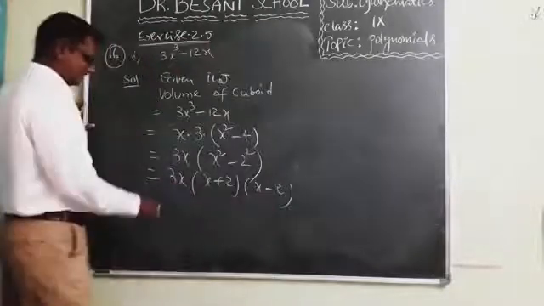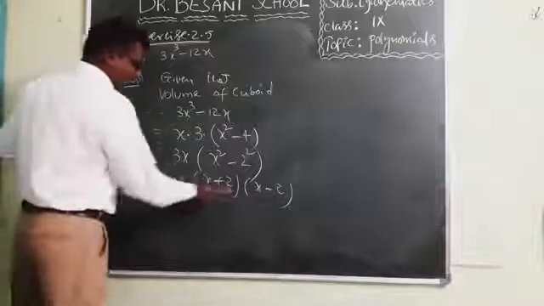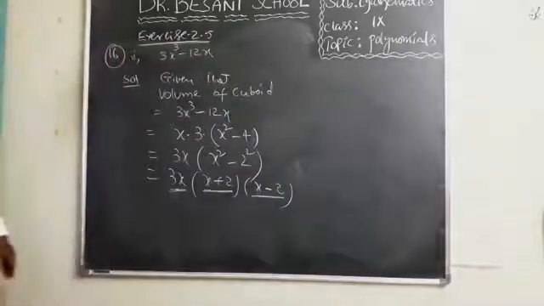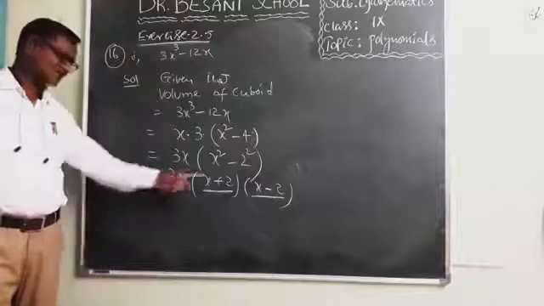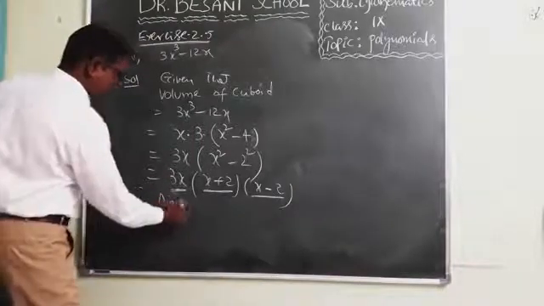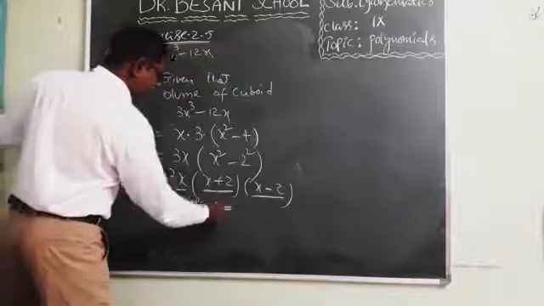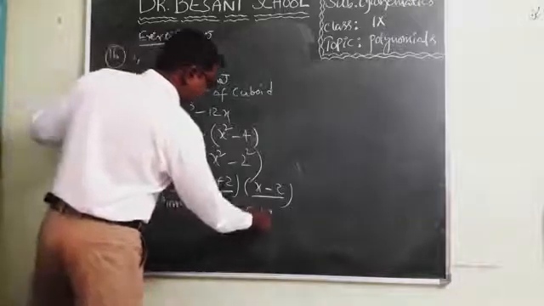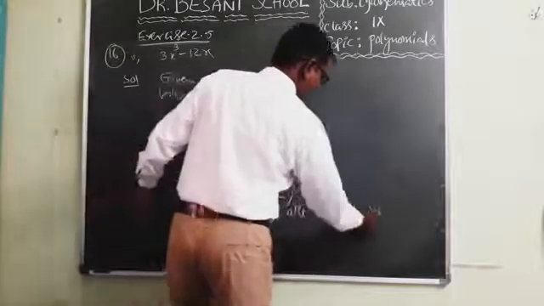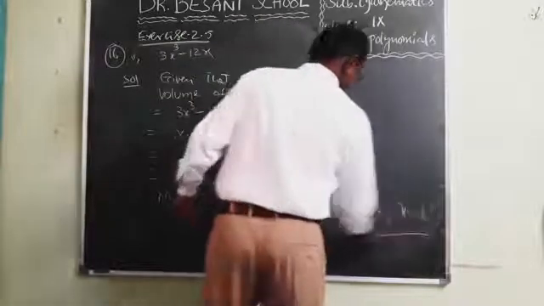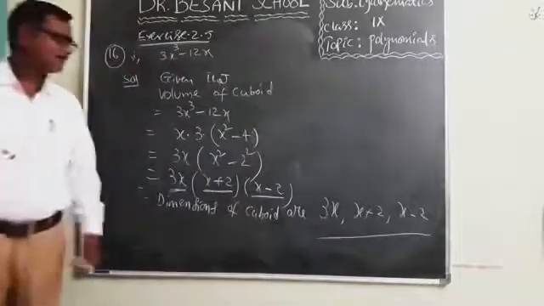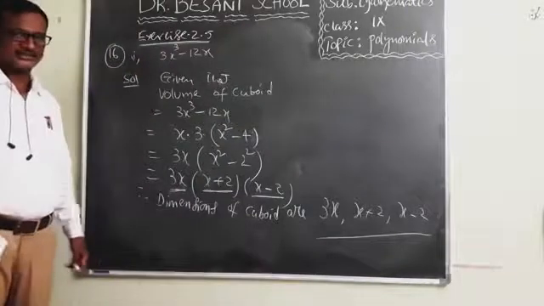So how many factors are there? 3x, another x plus 2, another x minus 2. So there are 3 factors. So they are the dimensions of the cuboid. One is length, other is breadth and other is height. Therefore, dimensions of cuboid are 3x, x plus 2, x minus 2. Length, breadth and height. Did you understand, children? It's very simple, easy only.